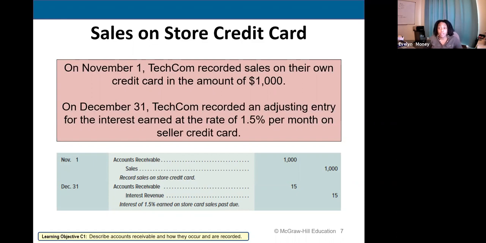On November 1st, TechCom recorded sales on their own credit card in the amount of $1,000. So this is with a store credit card. On December 31st, TechCom recorded an adjusting entry for the interest earned at a rate of 1.5% per month on the seller credit card. So TechCom in this example has issued its own credit card to its customers, and those customers have charged $1,000, or it could be just one customer. So we debit accounts receivable and we credit sales. On December 31st, the customer has not paid the balance, so now the customer owes us some additional interest. So in this case, we debit accounts receivable and we credit interest revenue.